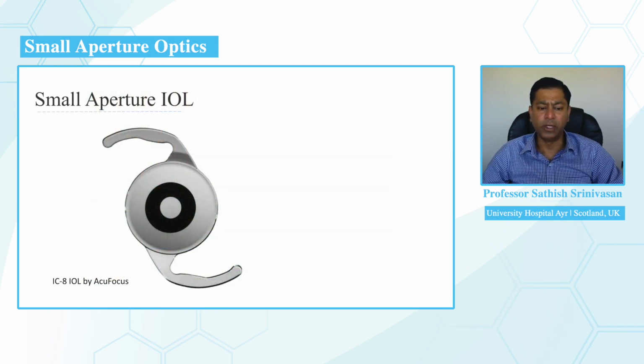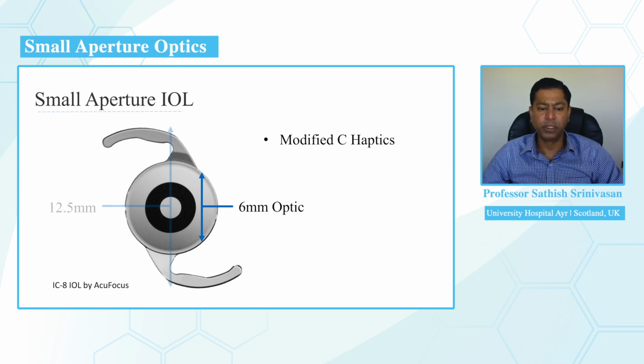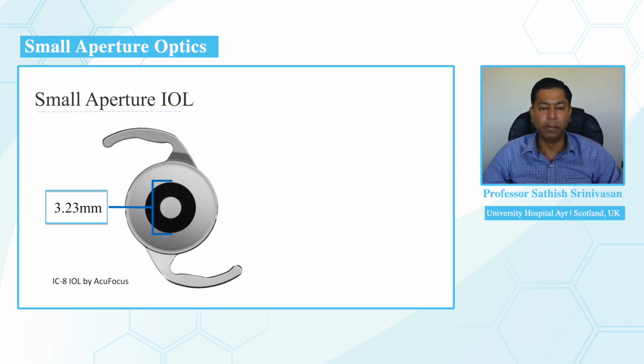So this is the small aperture intraocular lens, called the IC8, manufactured by a company called Acufocus, based in California. It's very similar to a standard monofocal intraocular lens. It's a single-piece hydrophobic acrylic intraocular lens with a modified C-loop haptic. It has a 6 millimeter optic, modified C-loops, and the overall diameter is 12.5 millimeters. The interesting part is in the middle of the optic, where it has a central mask measuring 3.23 millimeters and a central aperture simulating an artificial pupil measuring 1.36 millimeters.